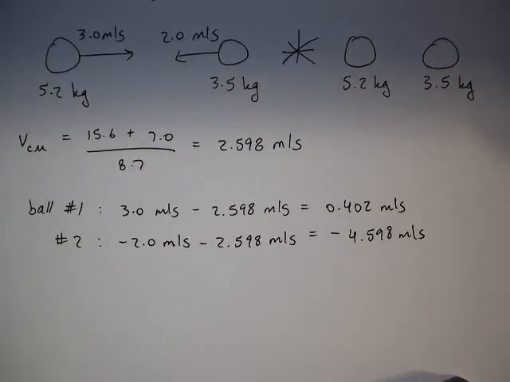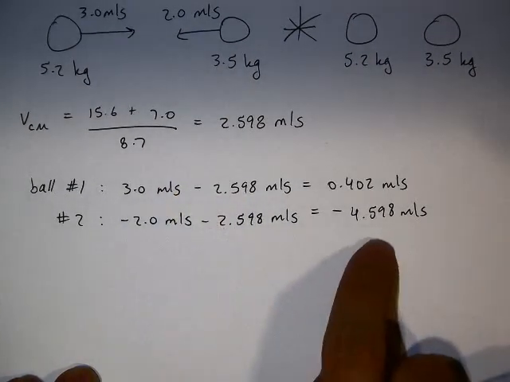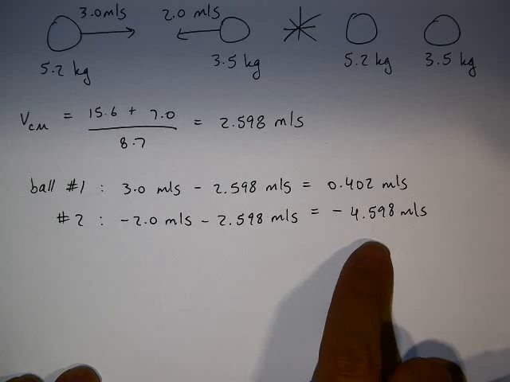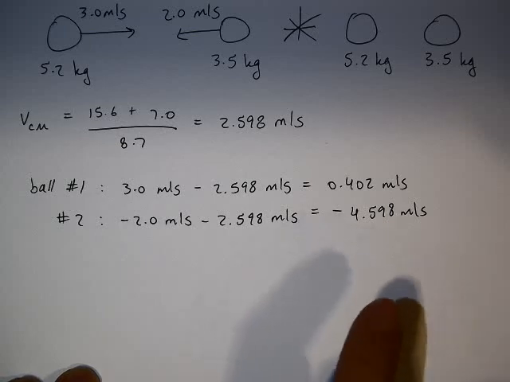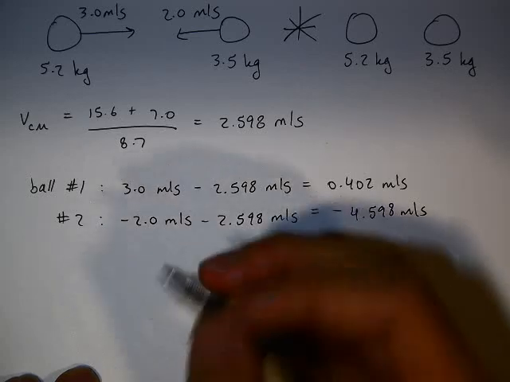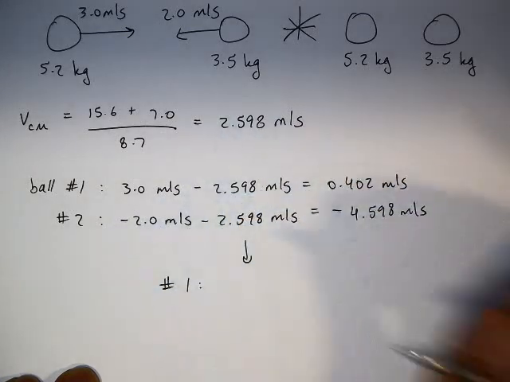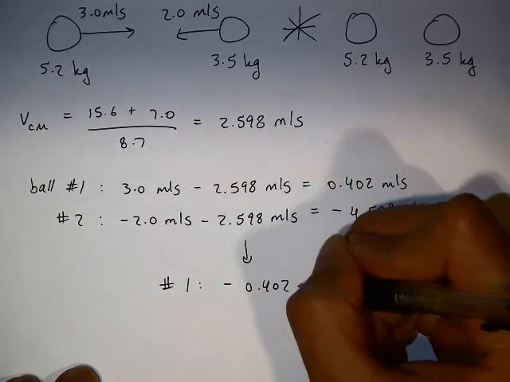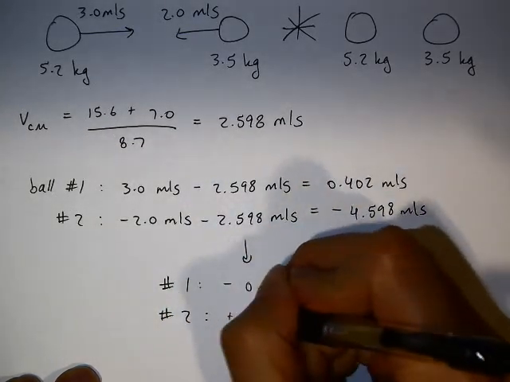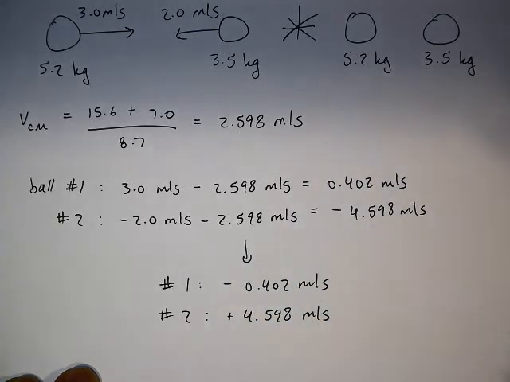I'm sorry, you couldn't see that while I was saying it, could you? So these are the balls' speeds prior to the collision in this new reference frame. Now, upon collision, the cool thing about this reference frame is the speeds just reverse. Ball 1 now goes at -0.402, and ball 2 goes at +4.598. So number 1 is now at -0.402 after the collision, and number 2 is at +4.598 meters per second after the collision.